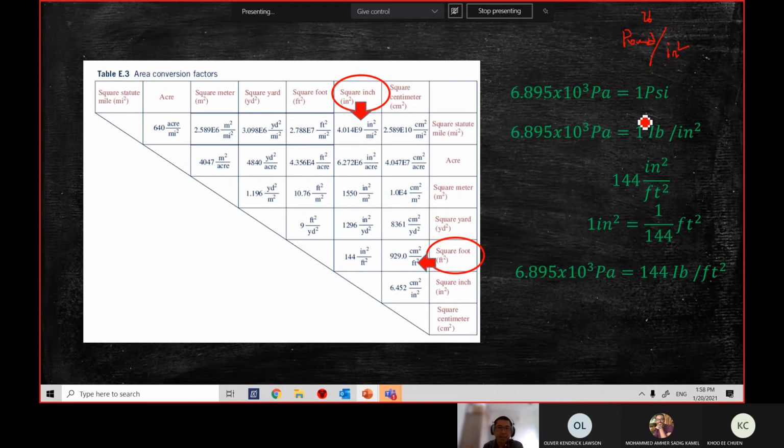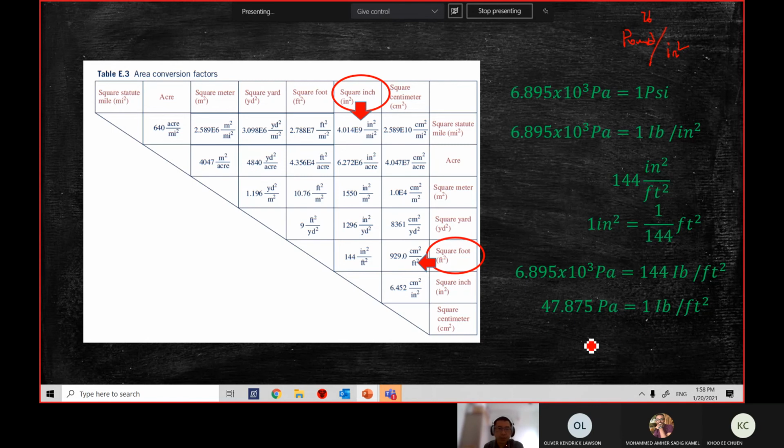From the table just now you get 1 PSI. PSI means pound per inch square. So you do the conversion from inch to feet, because we want to use this number in our question. So you will get this relationship, 6.895 times 10 power 3 equals 144 pound per feet square. Then you rearrange according to the conversion that you need. We need 1 pound over feet square equal to how many Pascal? Because at the end we need to convert into Pascal. So you get 47.8 Pascal equals 1 pound over feet square.